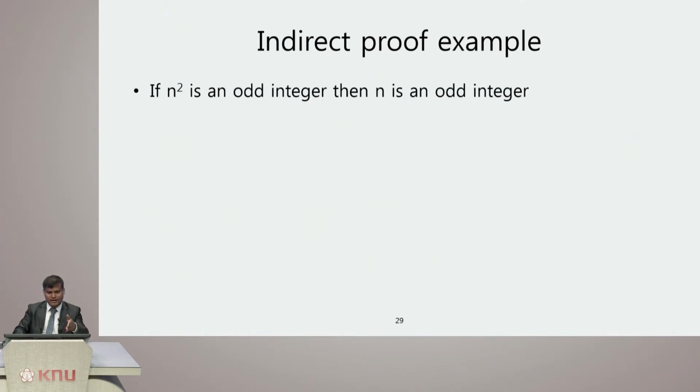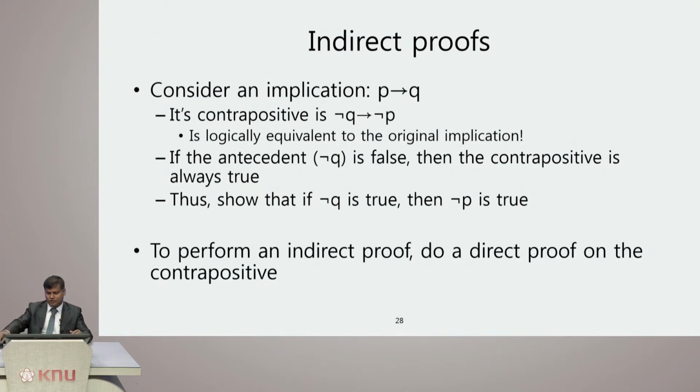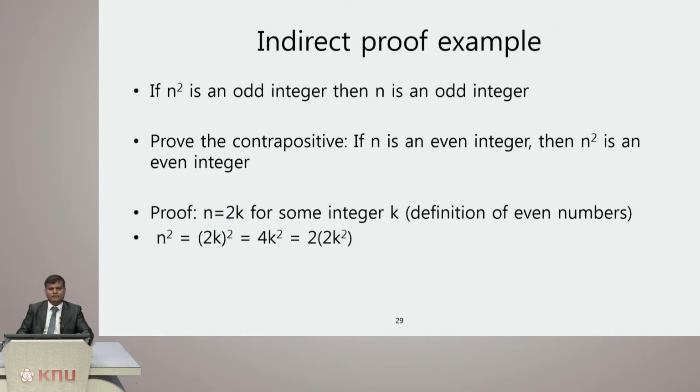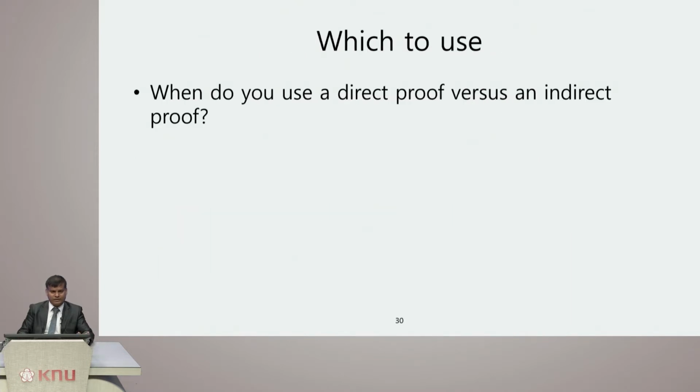So, as we have seen earlier, to perform the indirect proof, do a direct proof of the contrapositive. We have seen the contrapositive is: if n is an even integer, then n square is an even integer. So we have done that.